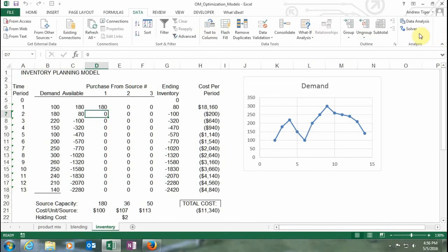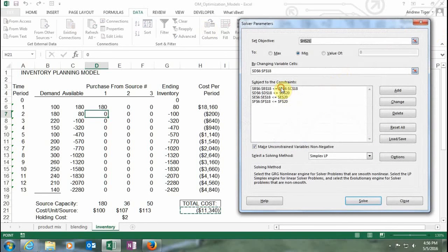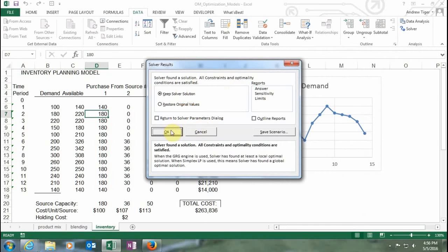And then our constraints. This set of constraints is looking at meeting demand. I have to make sure that my available is always greater than or equal to my demand. And then these three are looking at I can't exceed capacity. So when I solve this, it finds a solution.